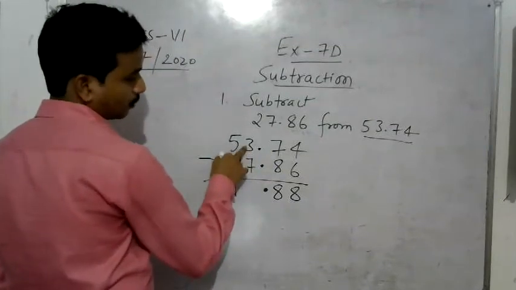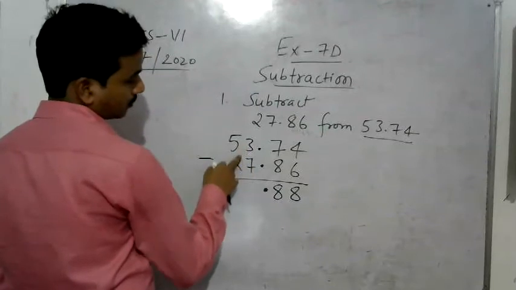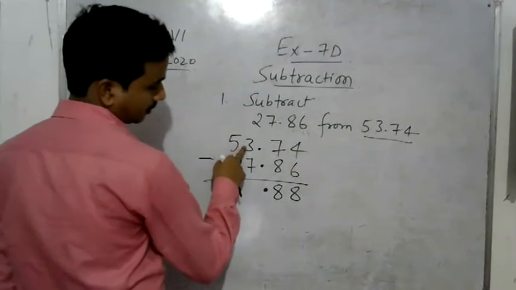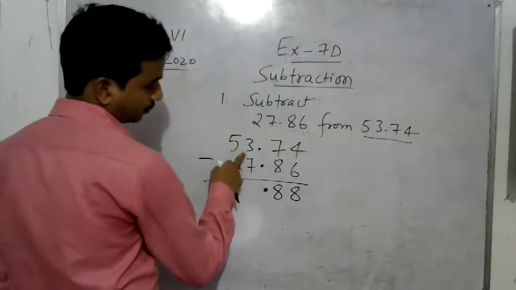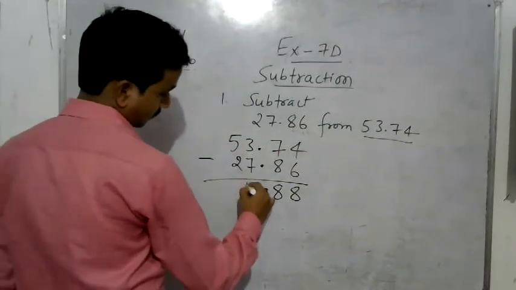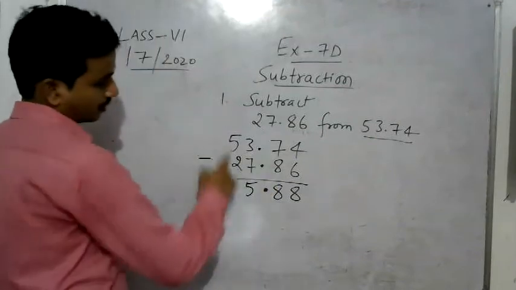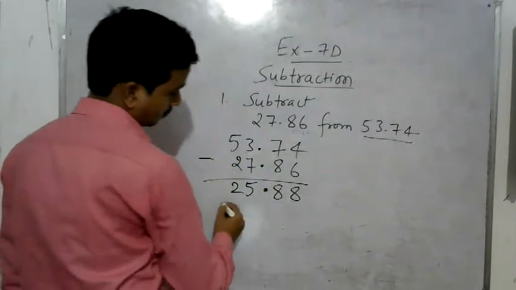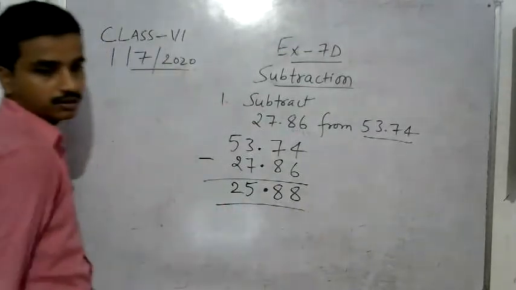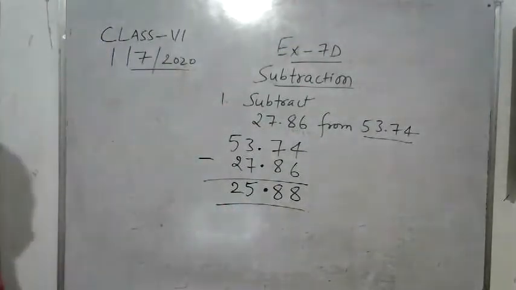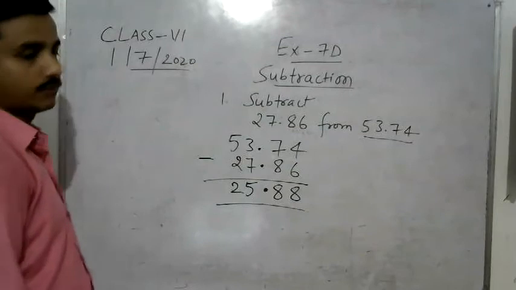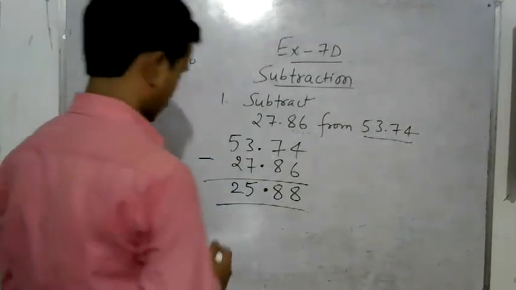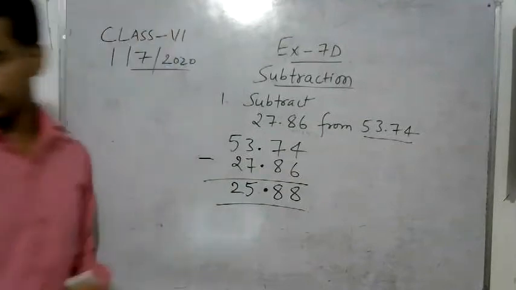Now here is 2 and here is 7, so we have to take one carry. 1 and 2 will become 12, and 12 minus 7 is 5. Now 4 minus 2 is 2. So this is your answer. In this way, we will subtract the decimal numbers. Now let us take some more problems.